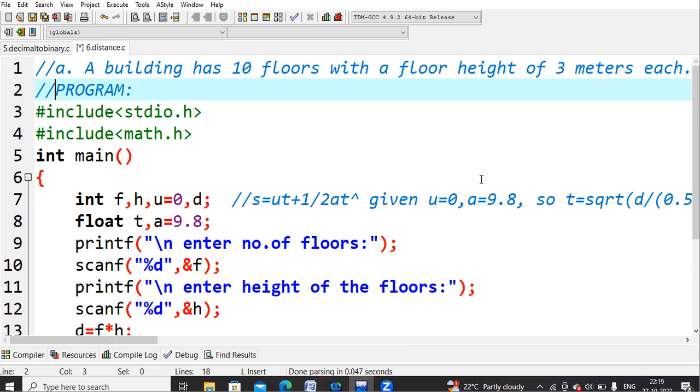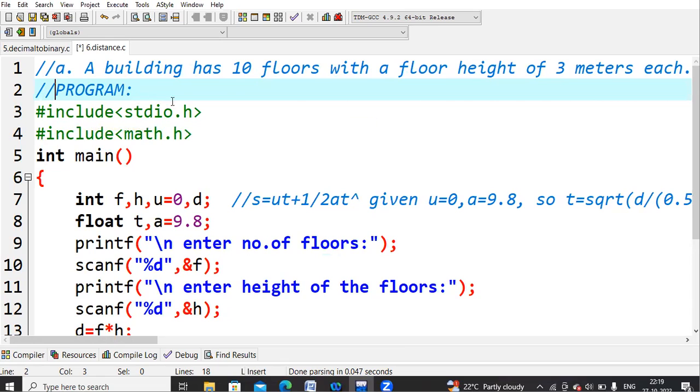As I said, u is given as 0 because the initial velocity is 0, they have already mentioned. So for that reason, we are initializing u = 0 and a = acceleration 9.8. They have also specified the same thing in our question. So these values are fixed in our program.